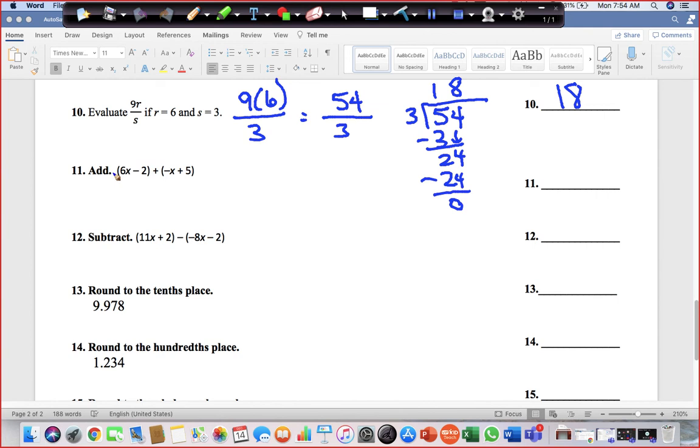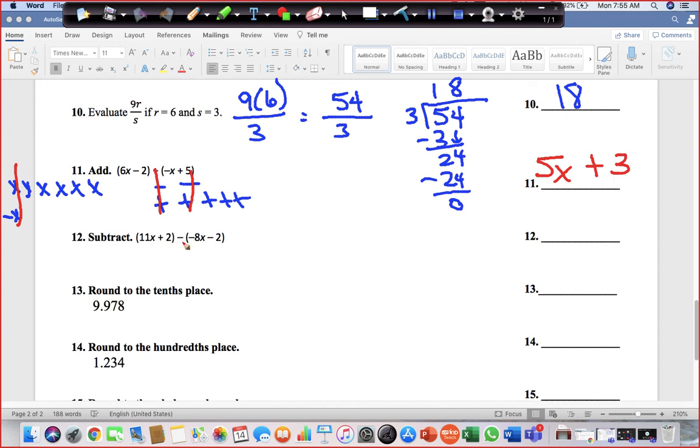Okay, number 11 is an addition of linear expressions, so we do not have to change any signs here. We have 6 positive x's, so 1, 2, 3, 4, 5, and 6. We have 1 negative x here. We have 2 negative signs here, and we have 5 positive signs over here. Remember, we want to cancel out any positive and negatives. And then what are we left with? We have 5 positive x's and positive 3.